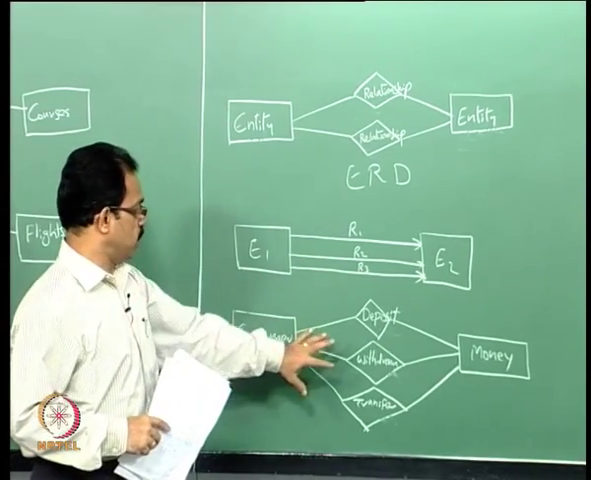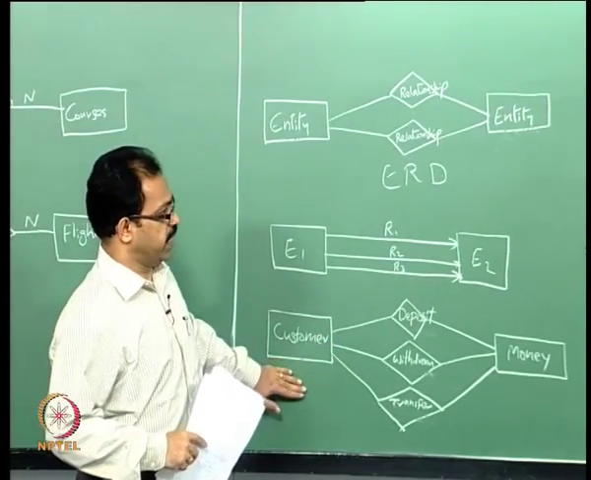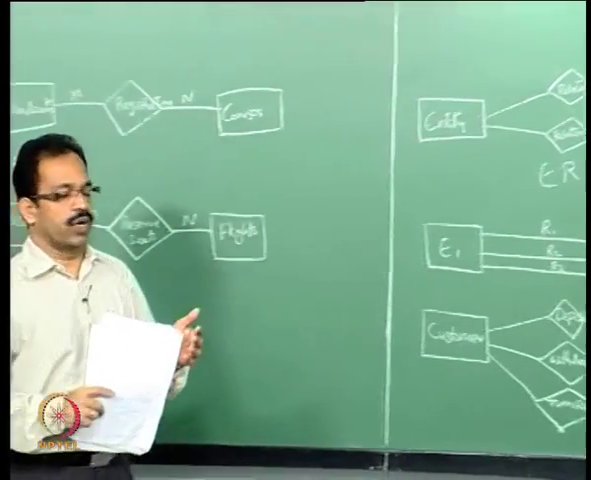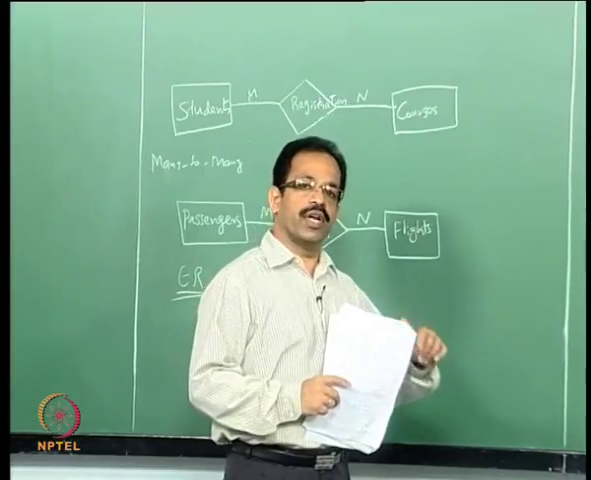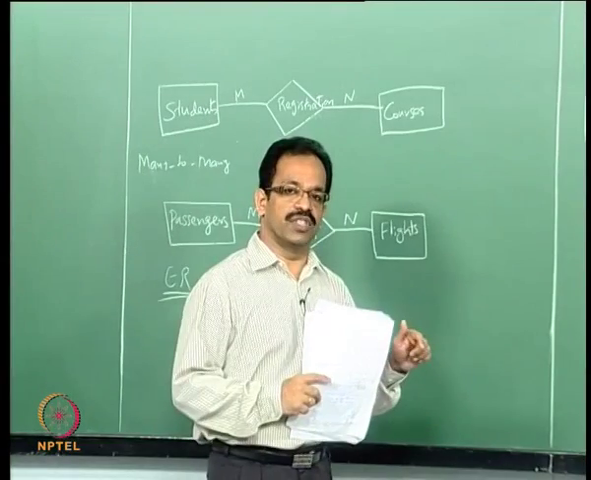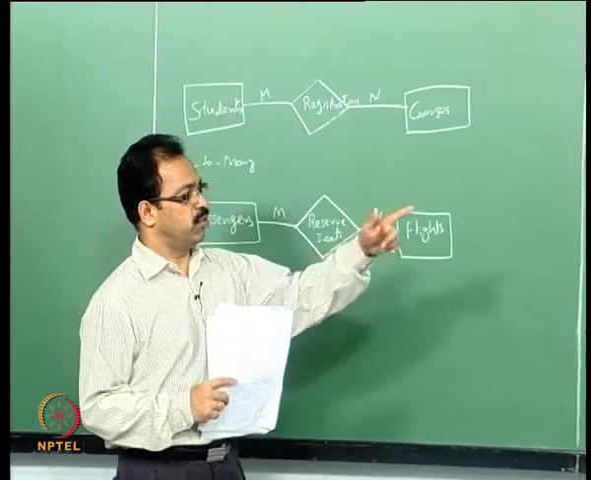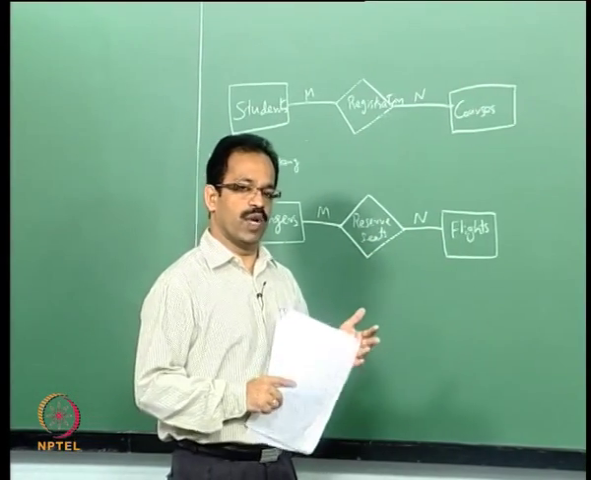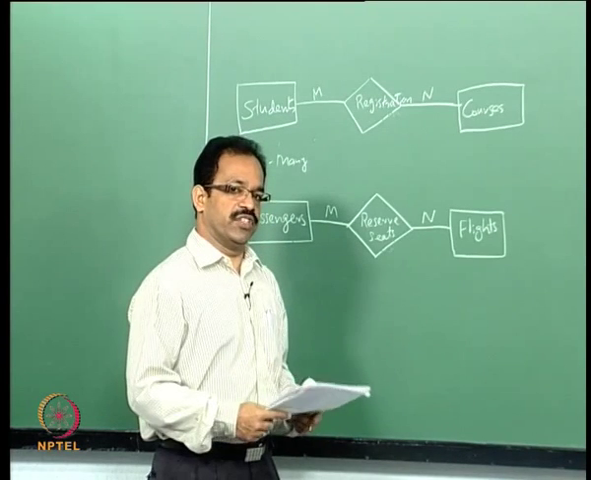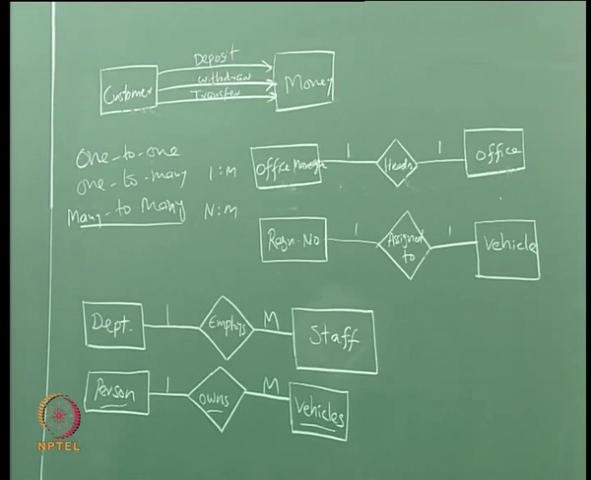So, these are some examples of simple ER diagrams, and in an ER diagram we can have a 1 to 1 relationship, or a 1 to many relationship, or an n to m relationship. Any relationship can be represented using the ER diagram, and we saw some examples where you can have a 1 to 1 relationship, or 1 to n relationship, or n to m relationship. So, these are the simple ER diagrams.